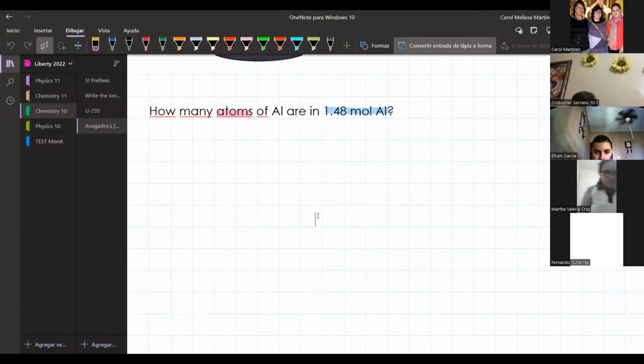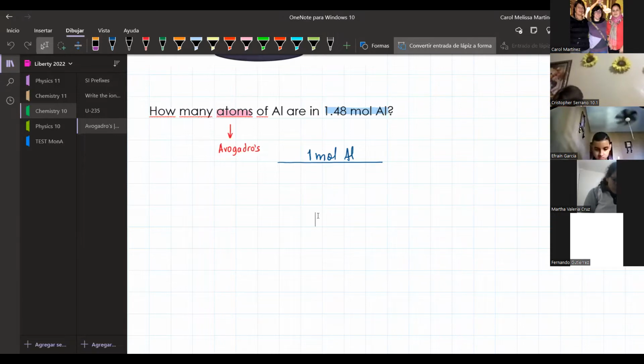6.022 times 10 to the 23rd power. Exactly. Times 10 to the 23rd power atoms of aluminum. This thing is not updating. Okay, now it is. Okay, so this is the conversion that you're going to be using.